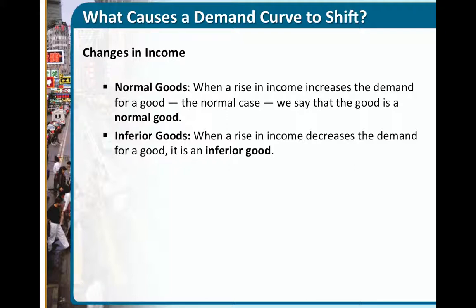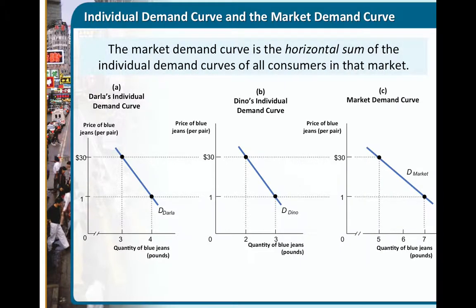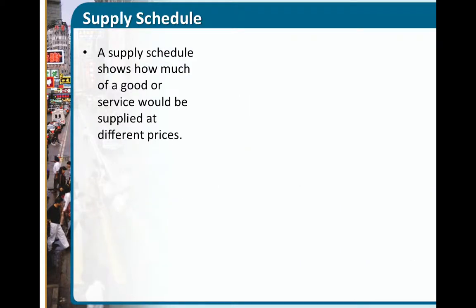Tastes and expectations are other factors that the book goes into a little better than I would explain right now. If you're having any trouble, please let me know and I can help explain that. The individual demand curves make up the market demand curve. That should hopefully be self-explanatory: each person's demand curve adds up together, and it will be the complete demand.